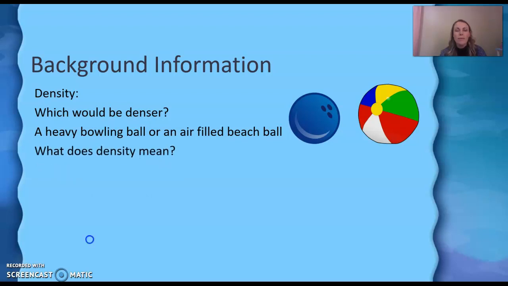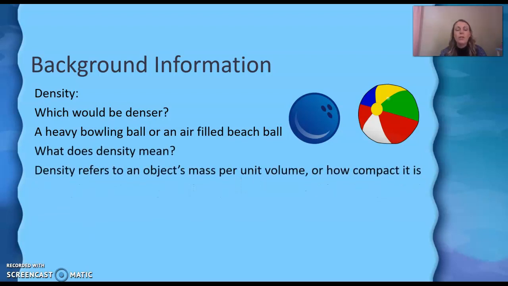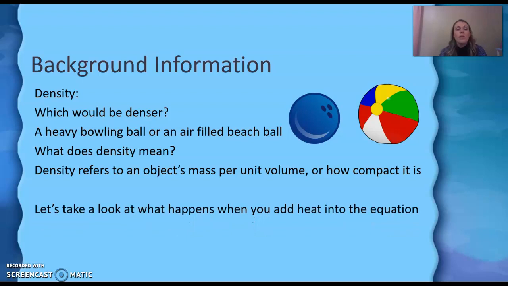What does density mean? Density refers to an object's mass per unit volume or how compact it is. So now after seeing the definition of this and you take a look, it would actually be the bowling ball would be denser. Let's take a look at what happens when you add heat into the equation.